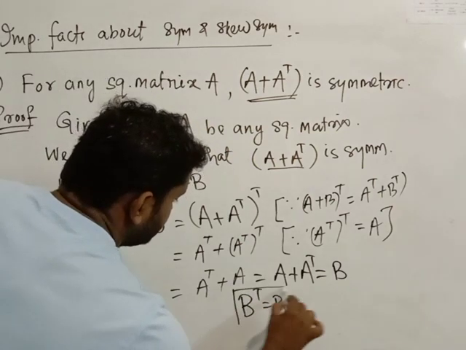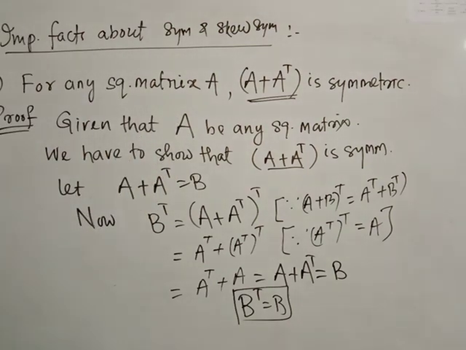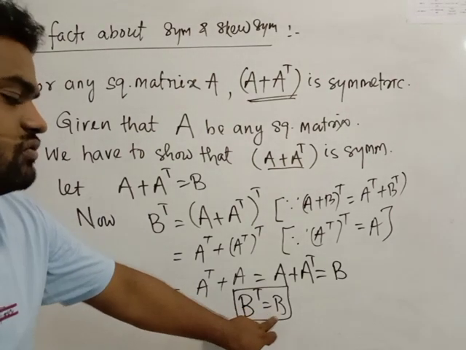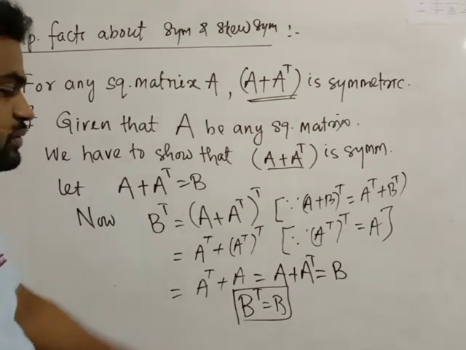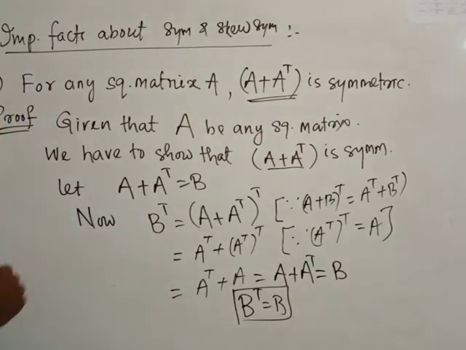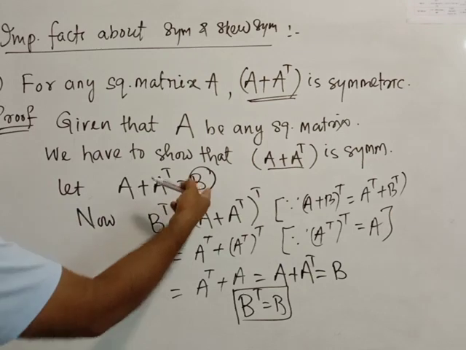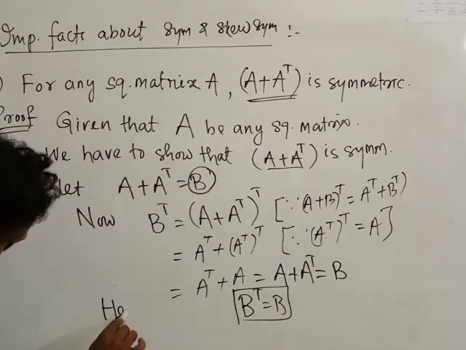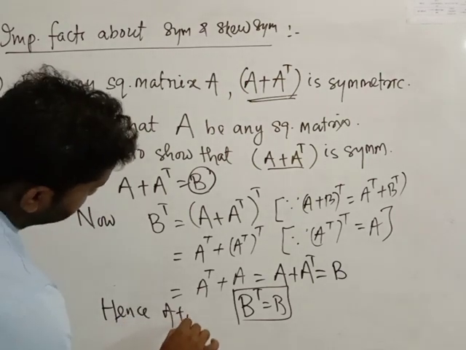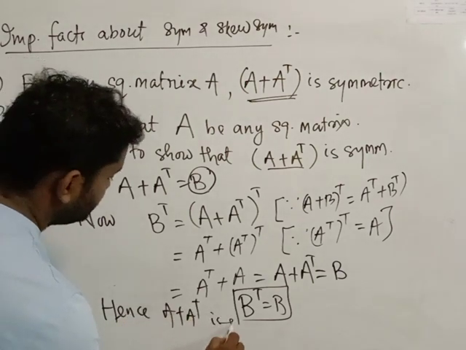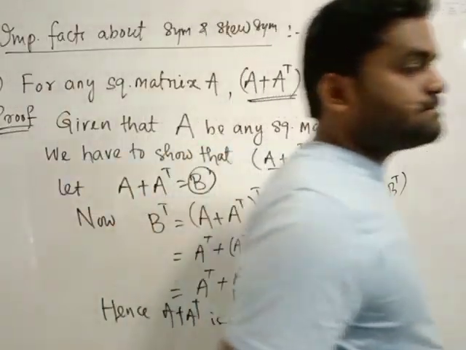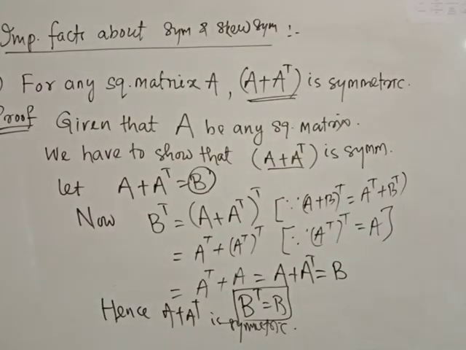So finally we get that B transpose is equal to B. This is nothing but the definition of a symmetric matrix, so B is symmetric. Hence this matrix B, that means A plus A transpose, is symmetric. Okay, all of you got it? This one is an important point.